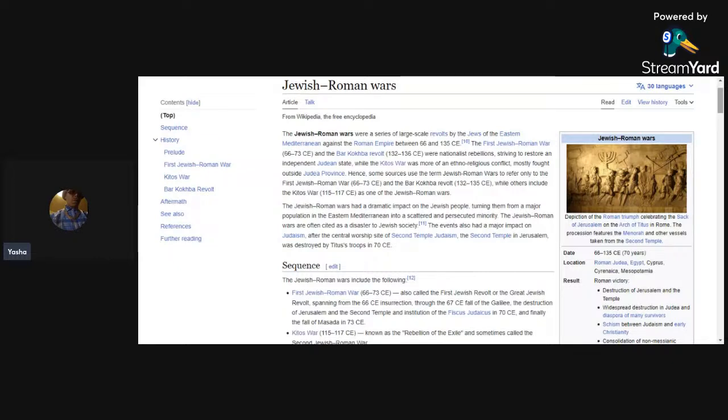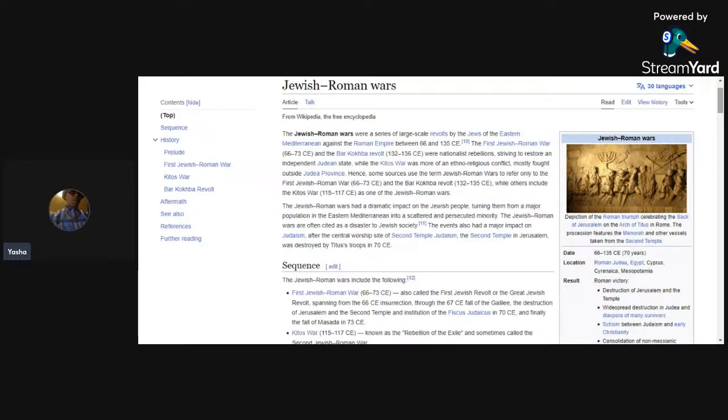It said, hence, some sources use the term Jewish-Roman wars to refer only to the first Jewish-Roman war between 66 and 73 AD. We in the Israelite community know it as the Roman-Jewish wars of 70 AD, and the Bar Kokhba revolt, right? Some sources only refer to the Roman-Jewish wars as the first Roman-Jewish war and the Bar Kokhba revolt, while others include the Kitos War as one of the Jewish-Roman wars.